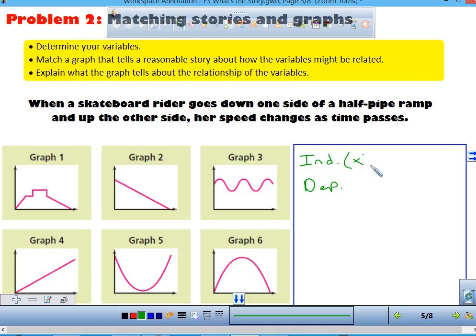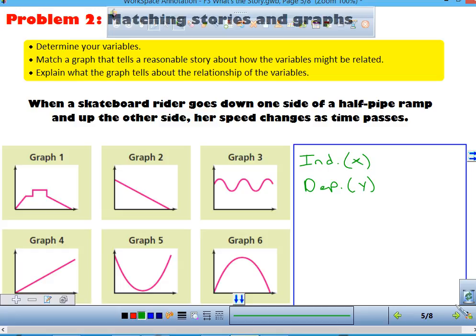Independent is always X. Dependent is always Y. Alright, so this one says a skateboarder rides down one side of a half-pipe ramp and then up the other side. Her speed changes as time passes. Here's the skateboarder. Here's what a half-pipe looks like if you don't know what a half-pipe is. They're going to go down and then up to the other side just once, okay?